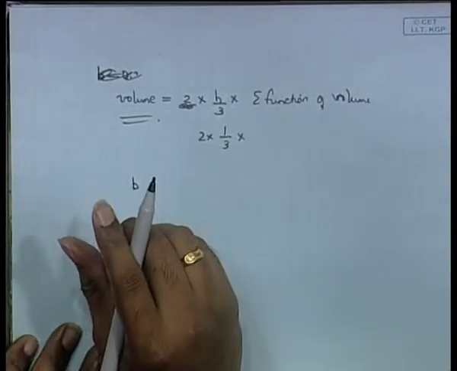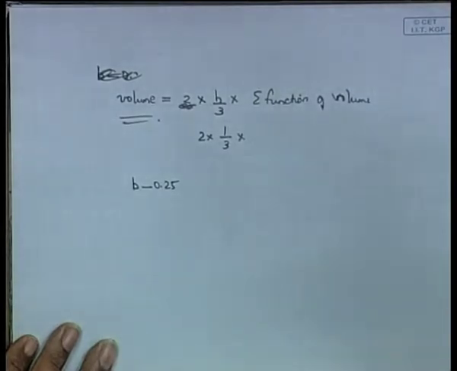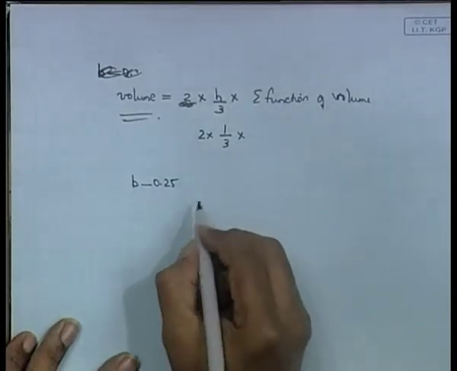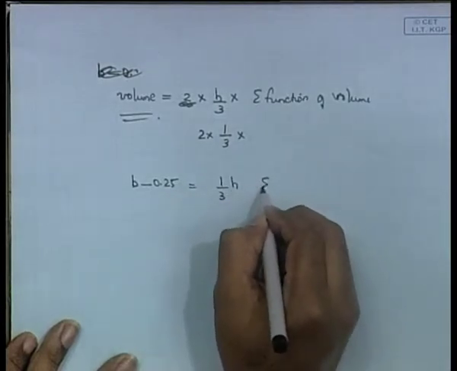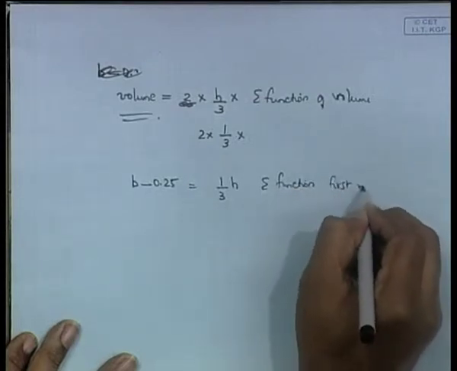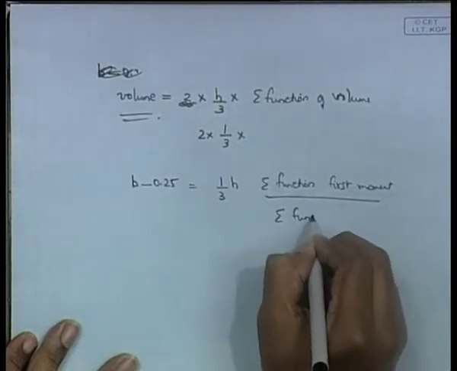Now B minus 0.25. Actually, they have taken 0.25 to be the origin. So B is equal to 0.25 plus whatever they have taken it as such. That's a point actually, I will check that. B minus 0.25 is equal to, actually this should be 1 by 3 h into sigma function of first moment divided by sigma function of volume.